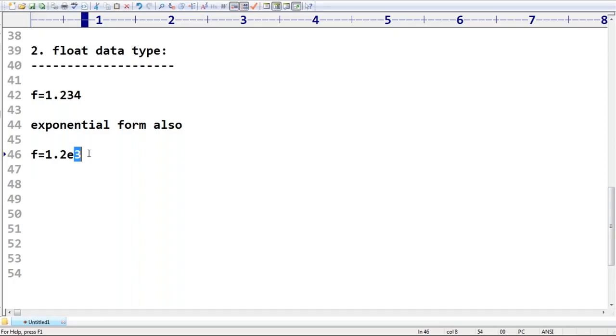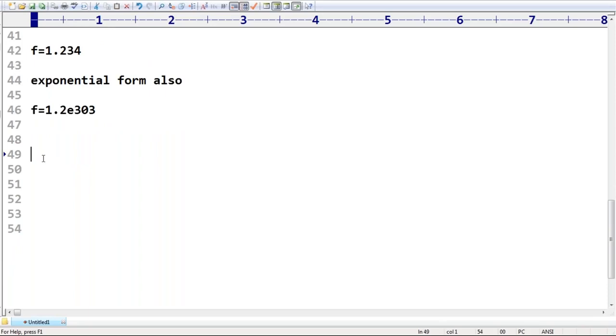Remember 1.2 E303. I'm taking 1.2 into 10 power 303. Can you please assume 12 followed by 0 0 0 0 0 and so on. So 300 zeros we are not required to take. Just you can add E303. So within the lesser space only we can represent bigger values. Such type of support is there.